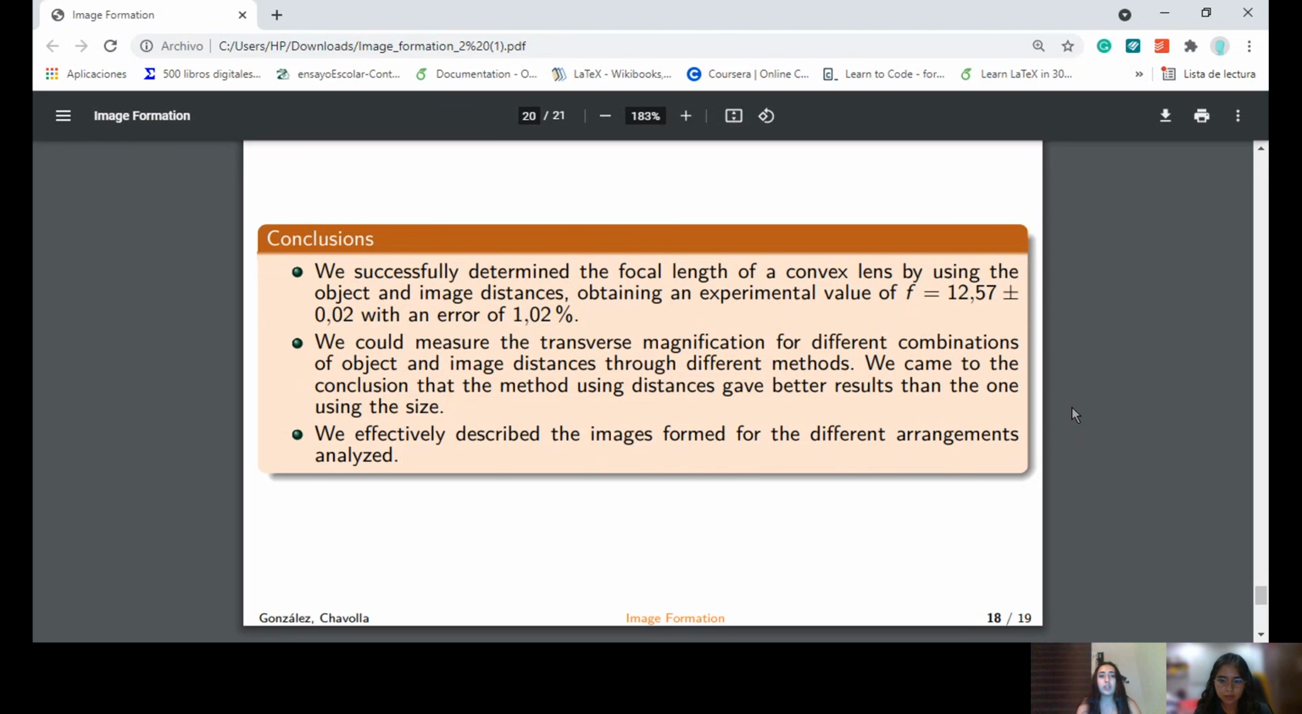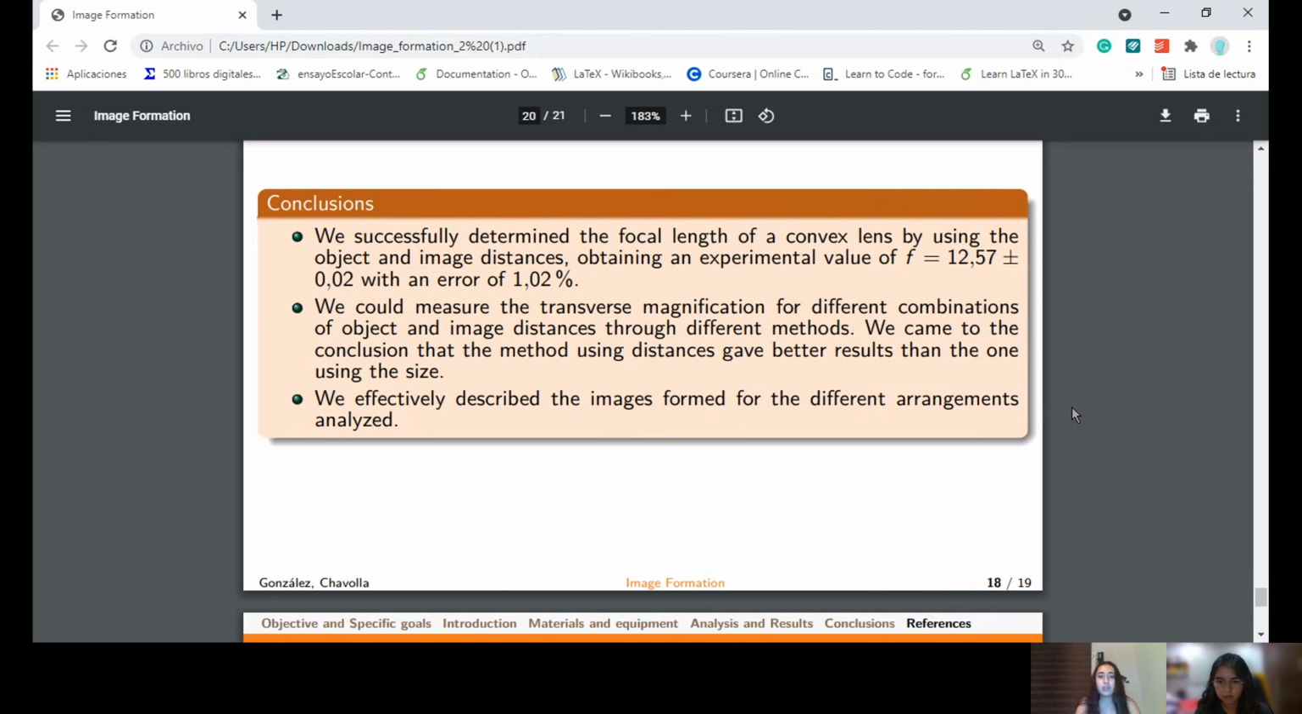In both activities, we could measure the transverse magnification for different combinations of object and image distances through different methods, and we compared them. We conclude that the method using distances gave a better result than the one using the heights. And in both experiments, we effectively described the images formed for the different arrangements analyzed.